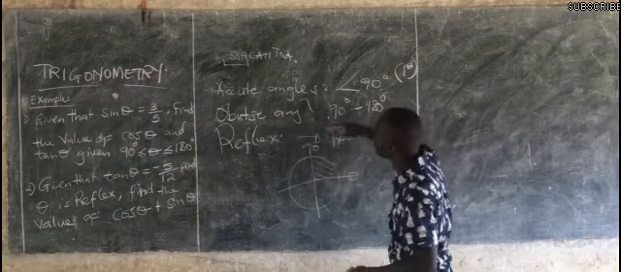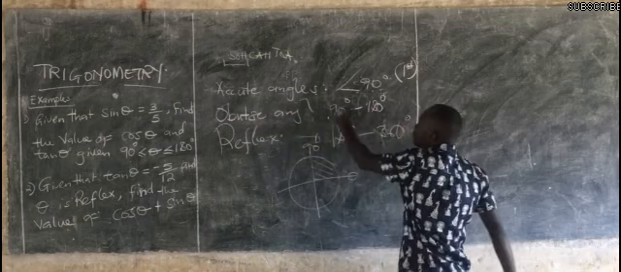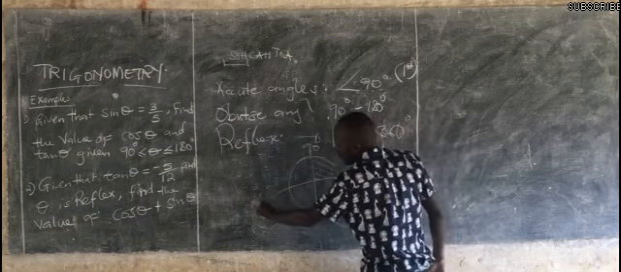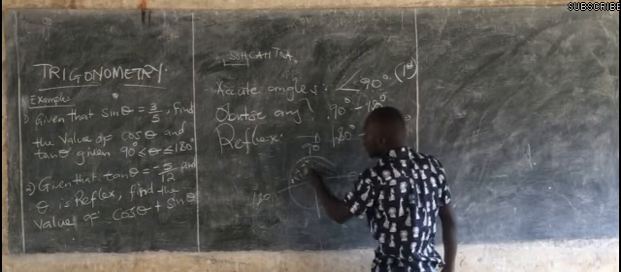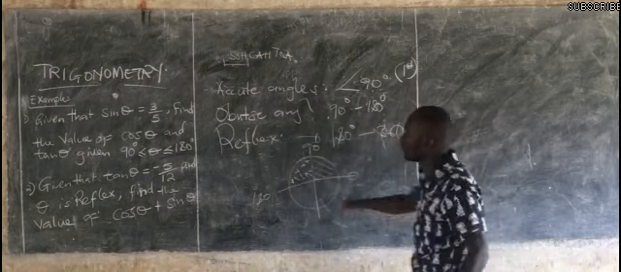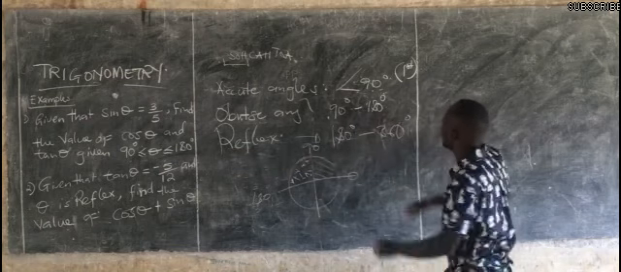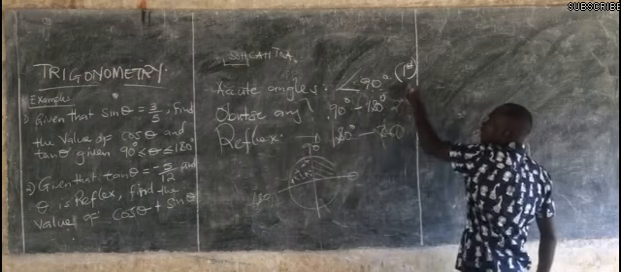Then we go to the obtuse angles. I've said they are between 90 and 180. This is 90 and this is 180. So they will lie within this territory here. And then we shall have the reflex angles.